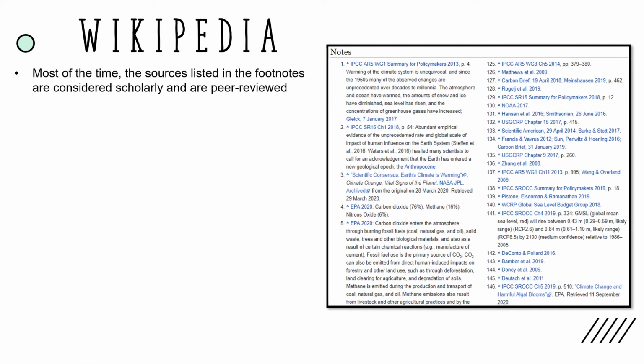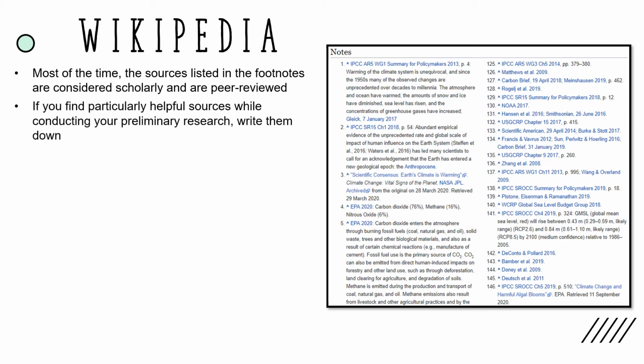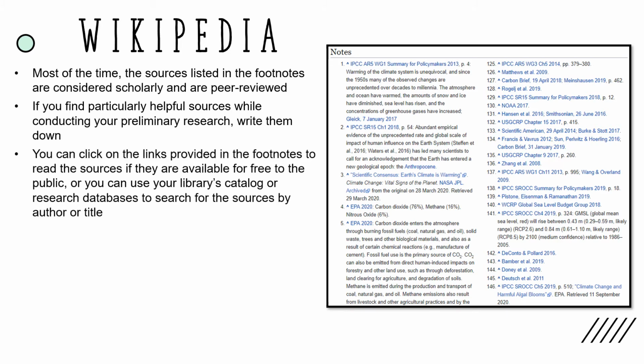Most of the time, the sources listed in the footnotes are considered scholarly and are peer-reviewed, so they could potentially be used as support in your writing. If you find particularly helpful sources while conducting your preliminary research, write them down so that you can come back to them later. You can click on the links provided in the footnotes to read the sources if they're available for free to the public, or you can use your library's catalog or research databases to search for the sources by author or title. We'll go over how to use your library's catalog and research databases later on in this presentation.